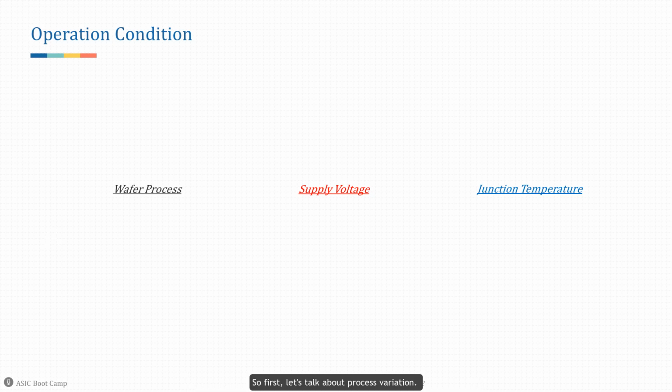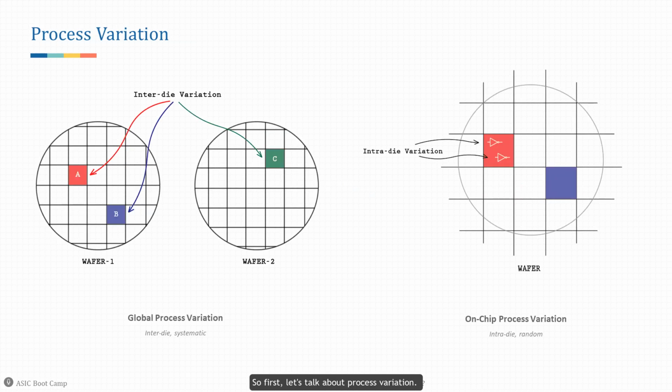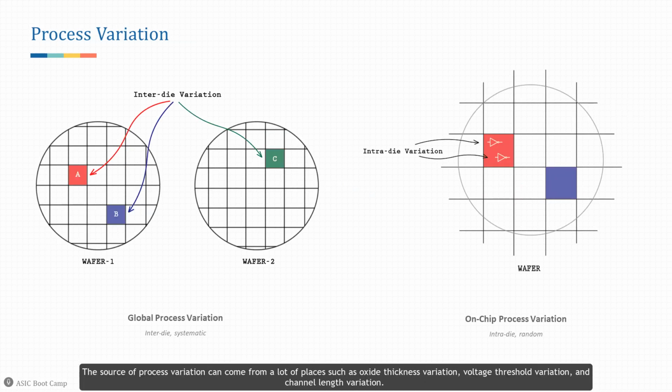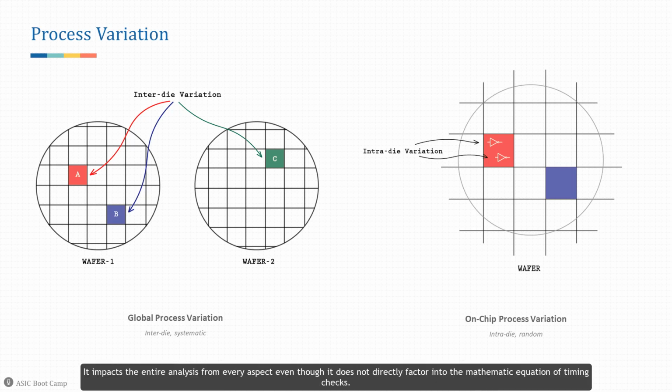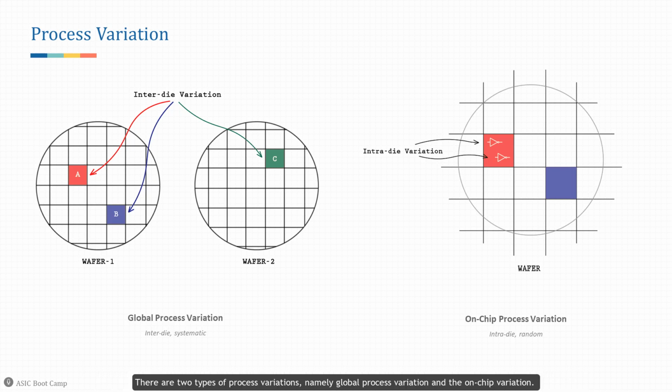So first, let's talk about process variation. The sources of process variation can come from a lot of places, such as oxide thickness variation, voltage threshold variation, and channel length variation. The impact of process variation is throughout the entire STA analysis. It impacts the entire analysis from every aspect, even though it does not directly factor into the mathematical equation of timing checks. There are two types of process variations, namely global process variation and on-chip variation.